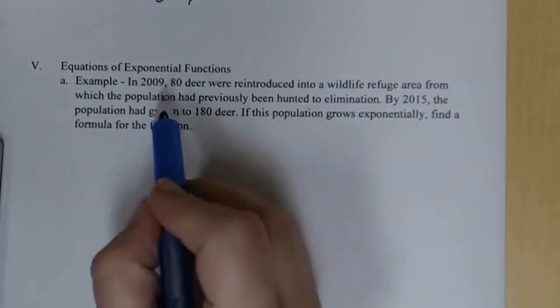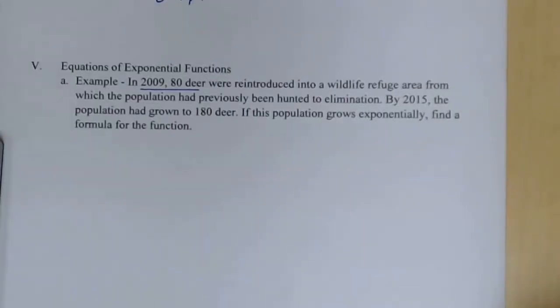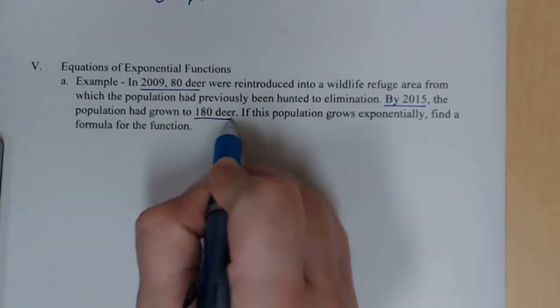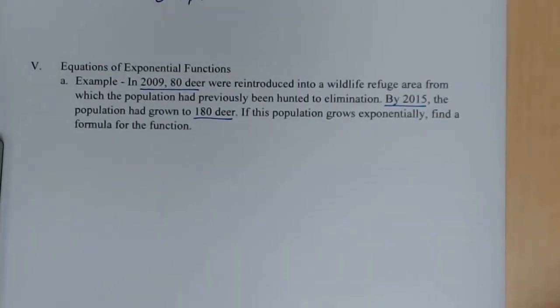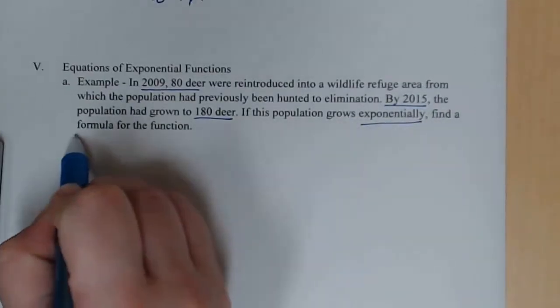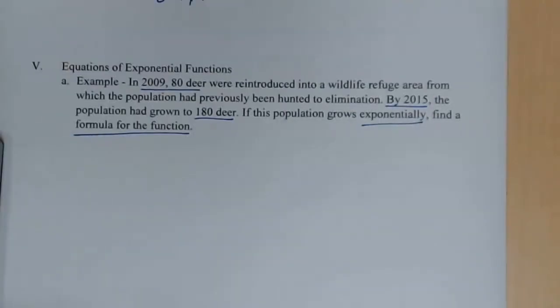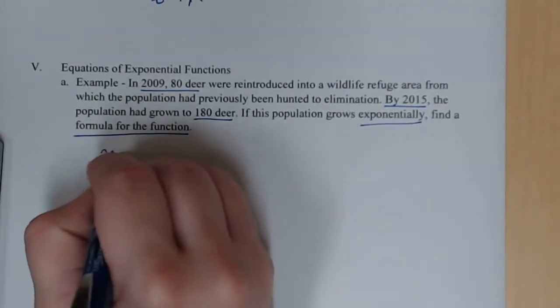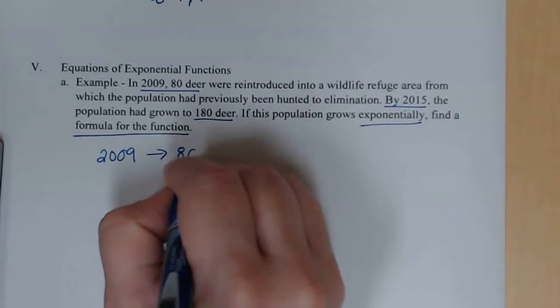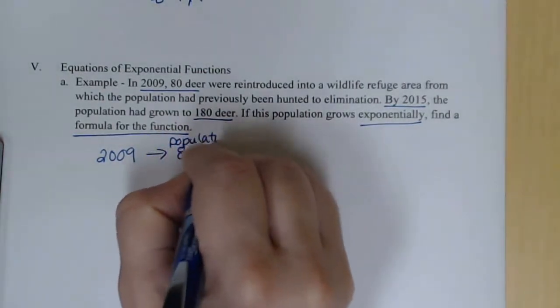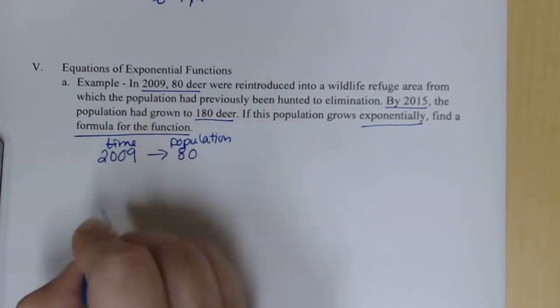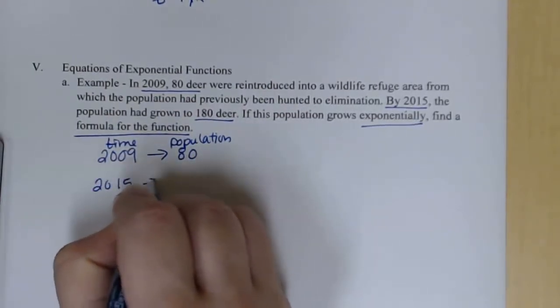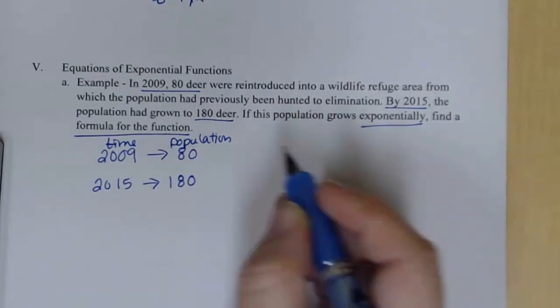It says, in 2009, 80 deer were reintroduced into a wildlife refuge area in which the population had previously been hunted to elimination. By 2015, the population had grown to 180 deer. If this population grows exponentially, find a formula for the function. So we're trying to find some equation. Information that we know is, in the year 2009, we had 80 deer. So talking about our population and our time. And then in 2015, we had a population of 180 deer.